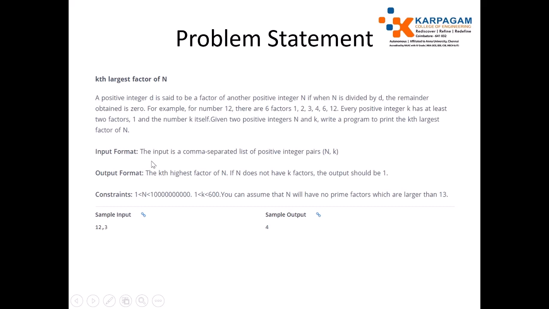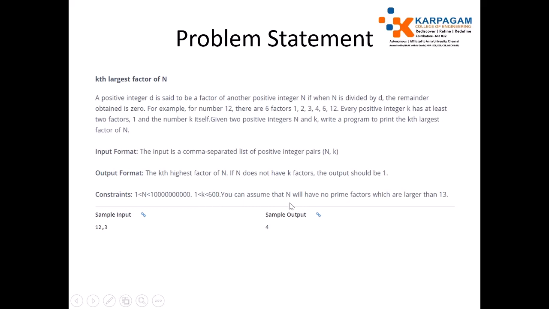Like finding the first largest number, second largest number, third largest number. Okay. Here the input format is a comma separated list of positive integer pairs n, k. Output format: the kth largest factor of n. If n does not have k factors, the output would be 1. Constraints: n ranges from 1 to a large number and k ranges from 1 to 599.